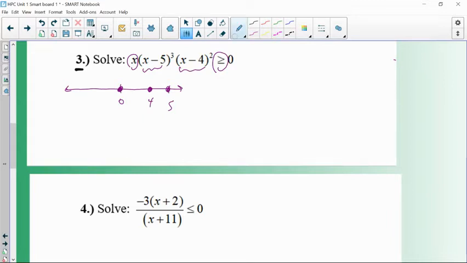Okay. Then realizing now there are 3 points, there are 4 regions. So there's the region that's bigger than 5, right? There's the region that's in between 4 and 5.